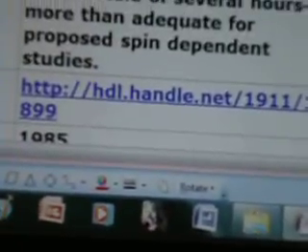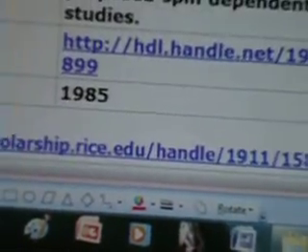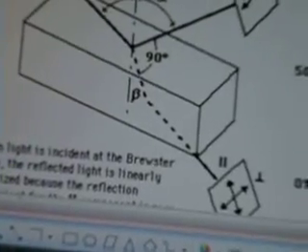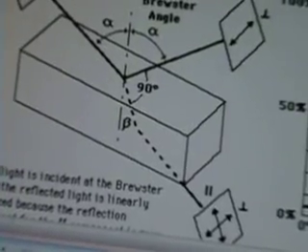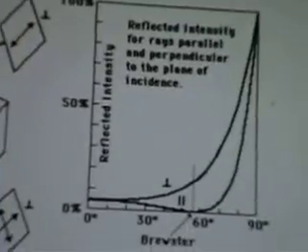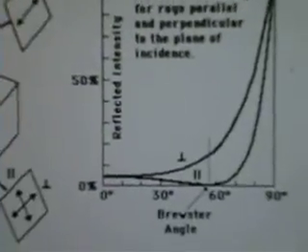The polarization was stable on a time scale of several hours, more than adequate for proposed spin-dependent studies. From 1985. Here's a graph that says the reflection coefficients are different for waves parallel and perpendicular to the plane of incidence, and there's Brewster angle. This is reflected intensity of rays parallel and perpendicular to the plane of incidence. That's Brewster's angle.